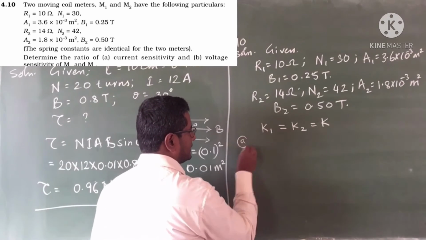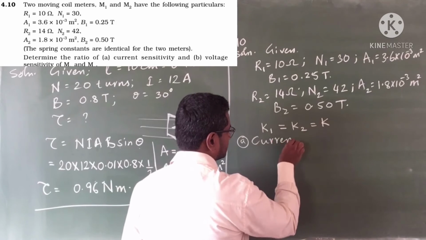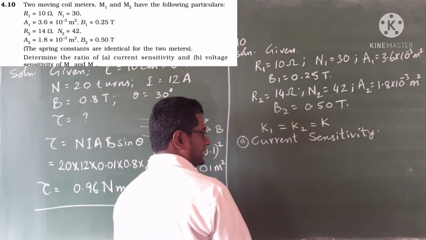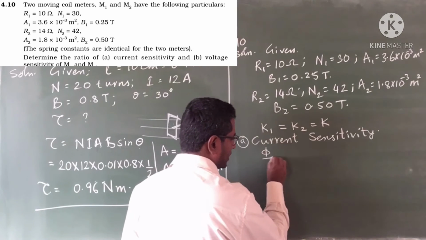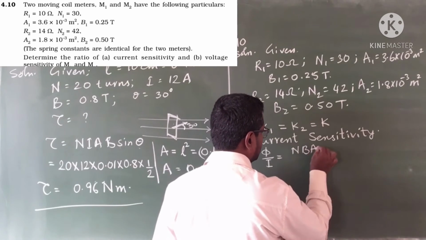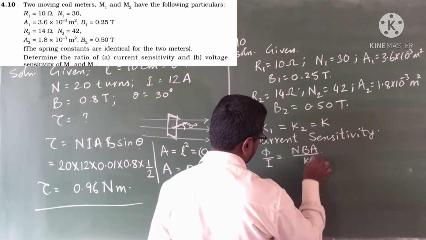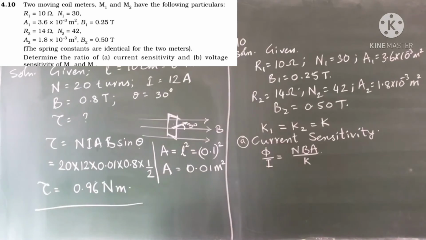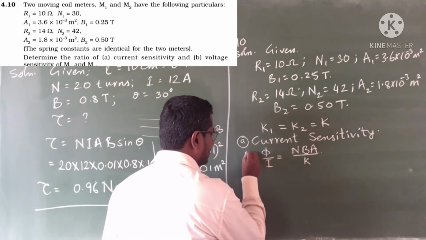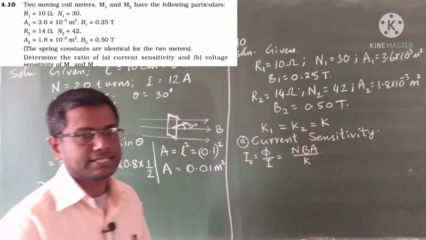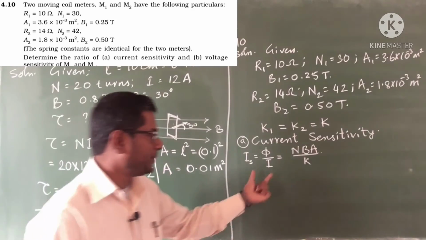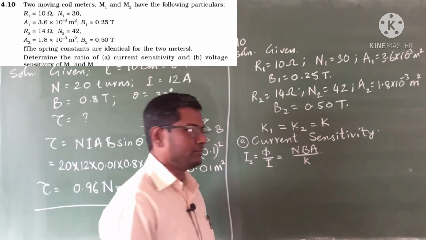So part A is about current sensitivity. Now the current sensitivity, the equation which I had given day before yesterday, was phi divided by I, and this was NBA divided by K. Now this term we can keep as it is, or because we have to take the ratio in this one, I can take this as IS, that is the current sensitivity. So IS is phi divided by I, that is the amount of deflection produced per unit current, and that equation was NBA divided by K.